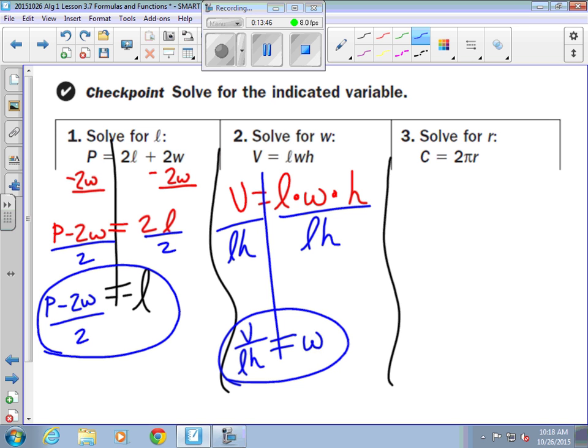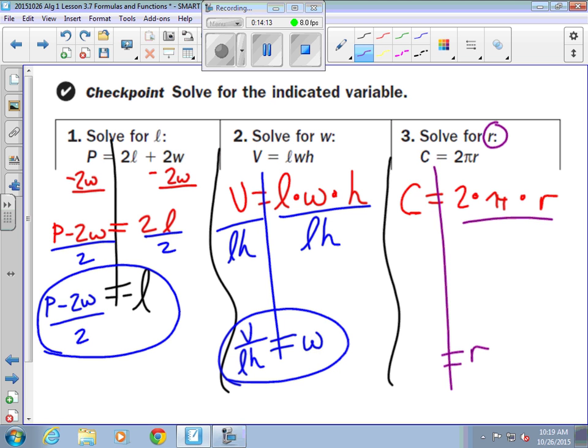And then solve for R. Again, the same thing. We have C is equal to 2 times pi times radius. If you have to rewrite it to where you can see the operation, then do it. Times pi times radius. We undo operations, not numbers and not variables. If we want to solve for R, that means we want R by itself. Just like number 2, we undo multiplication by dividing.